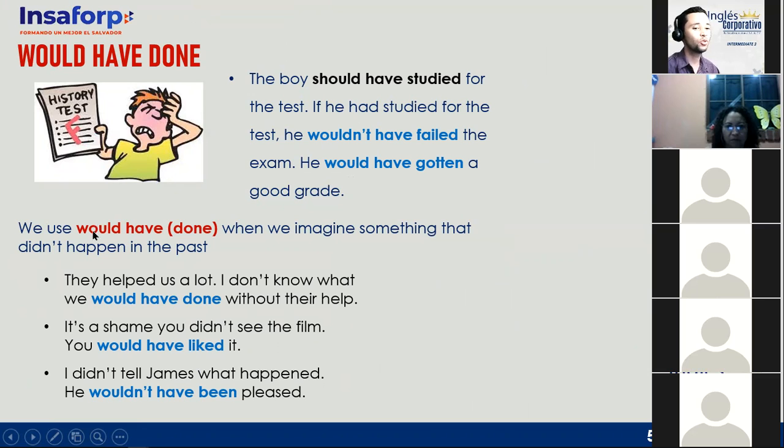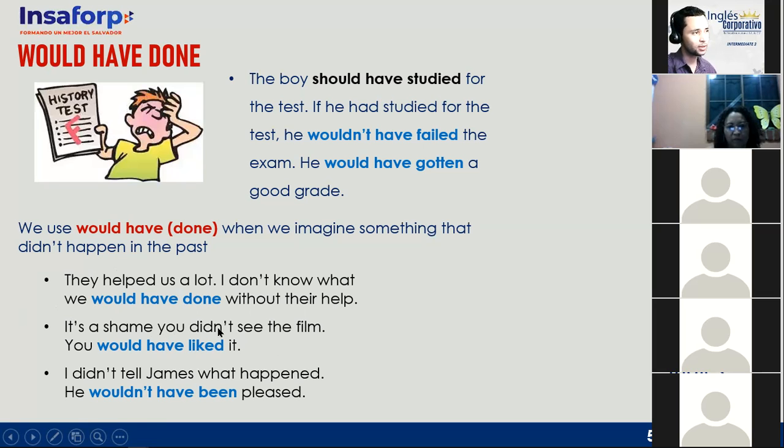So we use would have done when we imagine something that didn't happen in the past. Okay? Ahora ya no se trata sobre decir lo que debimos haber hecho y lo que no debimos haber hecho, sino más bien lo que habría sucedido. Ahí ocupamos would have done. Examples. They helped us a lot. I don't know what we would have done without their help. No sé qué habríamos hecho sin su ayuda.